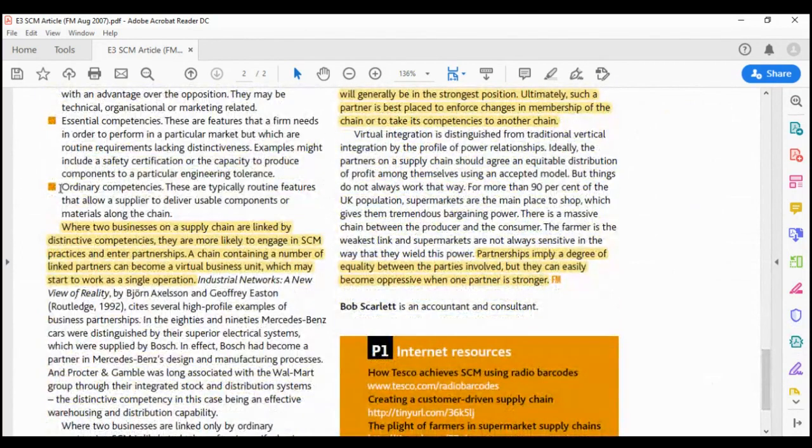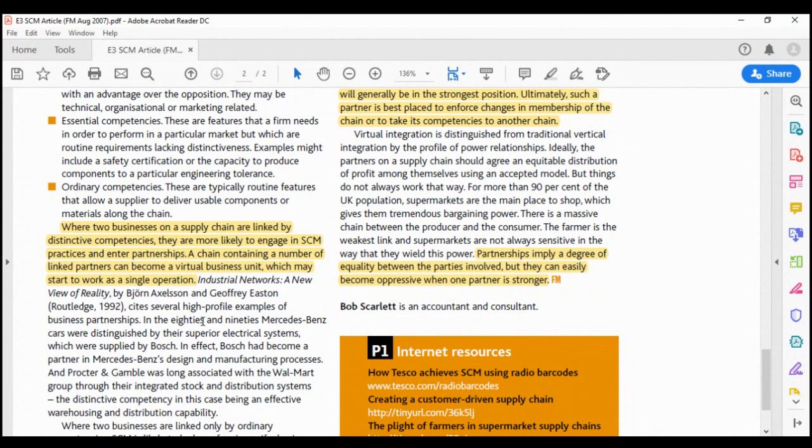And then the third, ordinary competencies. Now, if a company within the supply chain only has ordinary competencies, these are very routine features, and they don't really provide a lot of benefit within the supply chain. And you can actually substitute that link with any other company because it doesn't really provide any particular benefit.